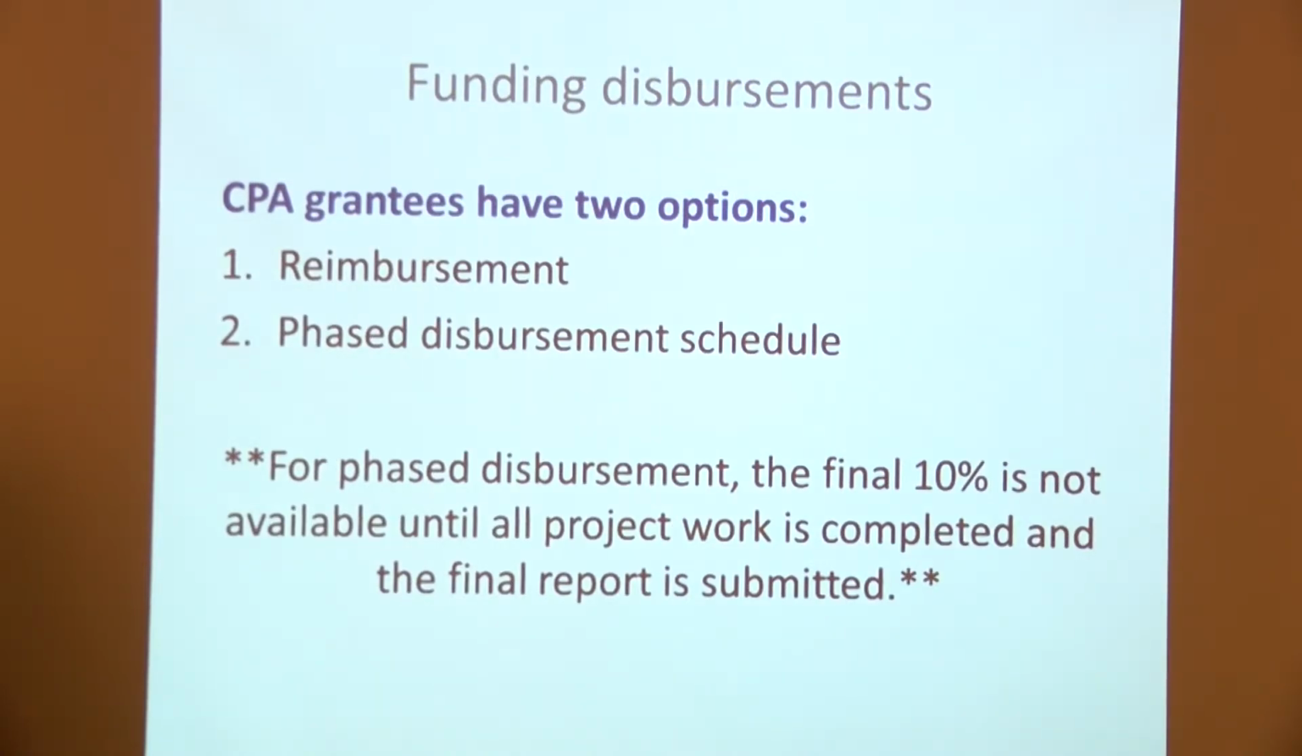So how do you actually get your money? You have two options for doing so. The first is a reimbursement schedule. So you pay your contractor, you get an invoice, you submit it as part of your report, and then we reimburse you for those funds.